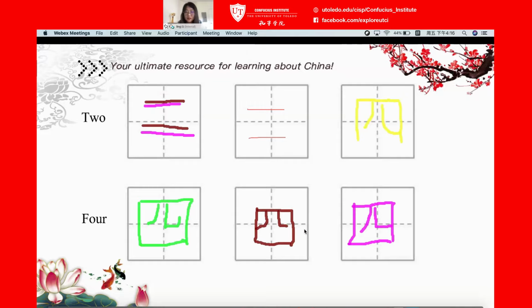Who can write the S in the number two squares? So I have noticed you have grasped a lot about these four numbers. Let's continue our learning.